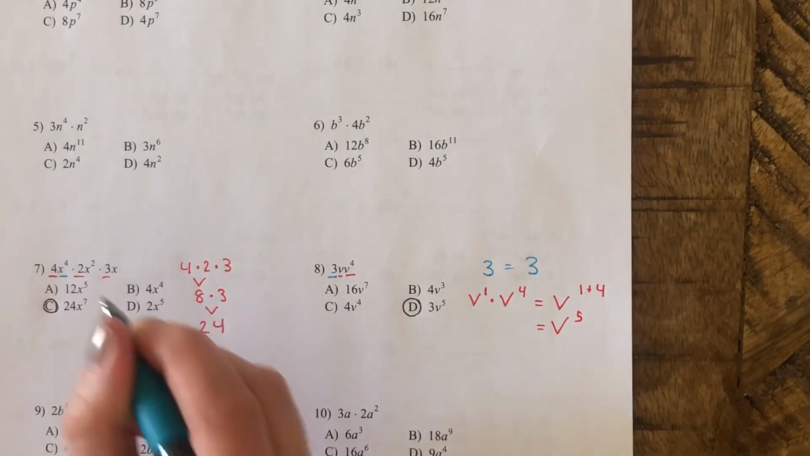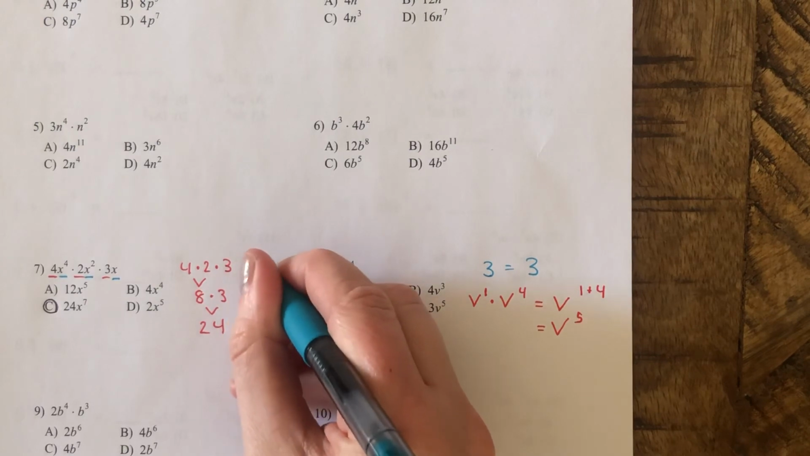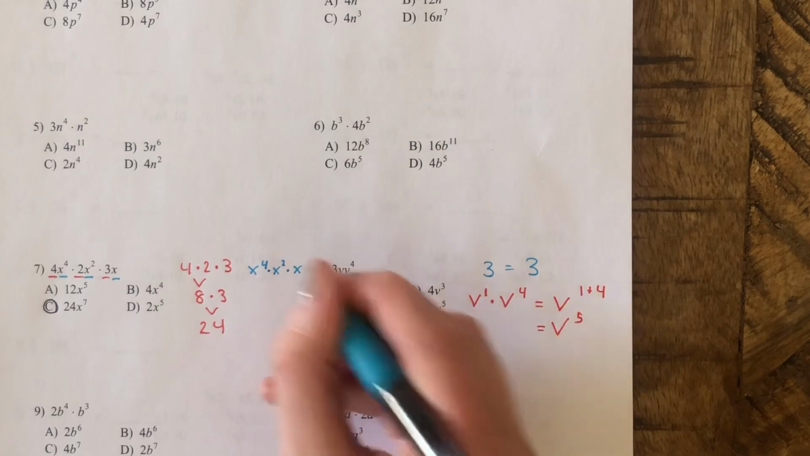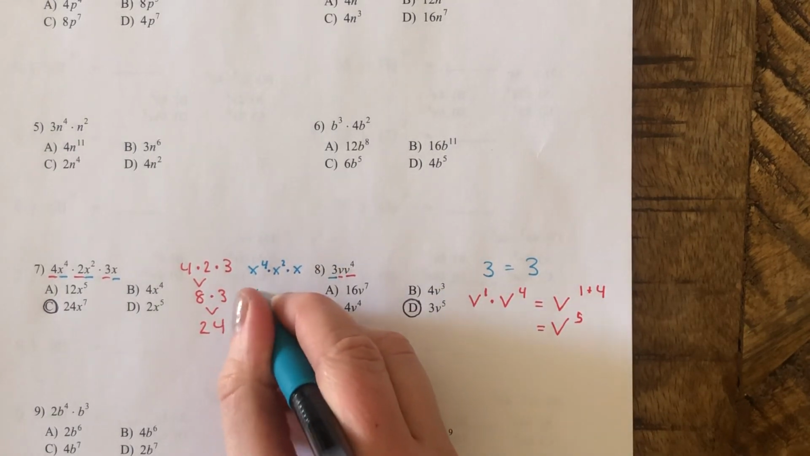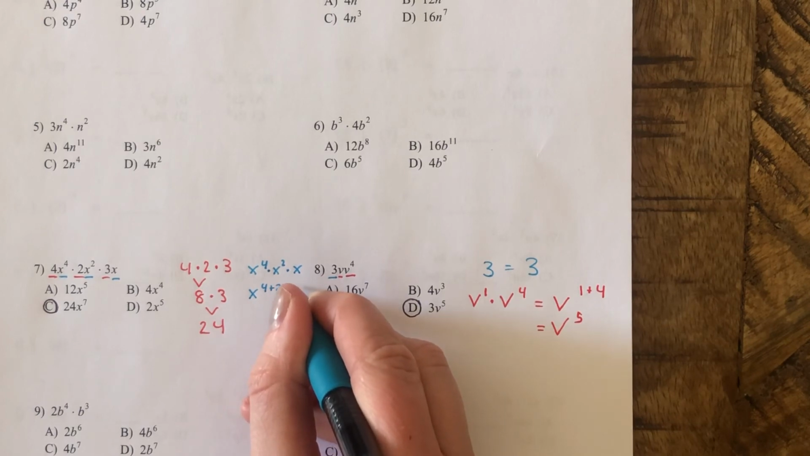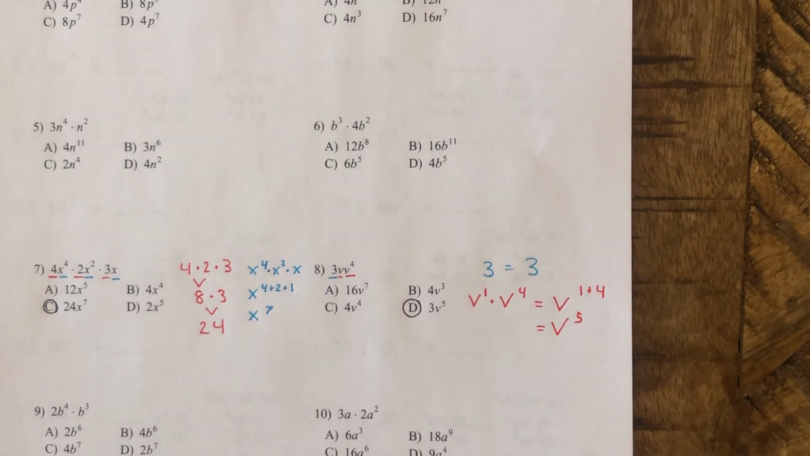We have x to the 4th power, x to the 2nd power, and x. So we have x to the 4th times x squared times x, which is really x to the 4 plus 2 plus 1, which is x to the 7th. 4 plus 2 is 6. 6 plus 1 is 7. That does in fact match right over here where it says 24. X to the 7th power.